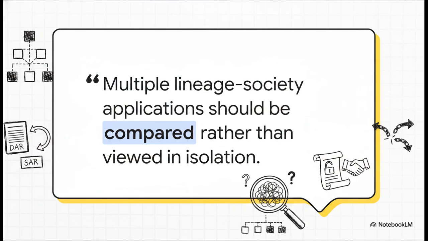So the crucial takeaway here, and if you remember one thing, make it this. Multiple lineage society applications should always be compared, rather than viewed in isolation. Agreement between applications highlights long-standing family traditions, sure, but differences? Differences highlight changing interpretations, or maybe a complicated family tree that really warrants more investigation. Basically, never just download one application and call it a day.